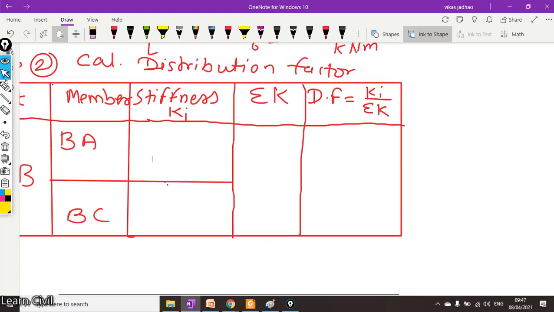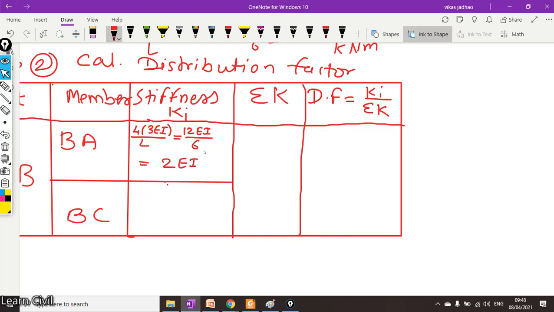Okay, so I'll write it here. This is 4 into thrice EI divided by L. So this can be written as 12 EI divided by L, which is equal to 6. So this will be equal to twice EI.